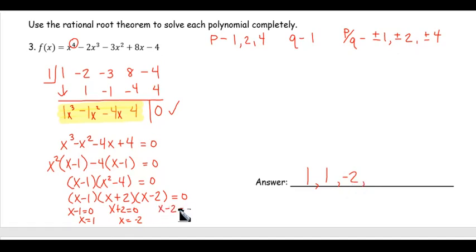x minus 2 equals 0. So my final answer is x equals positive 2. Now remember, my degree said that I would have 4 solutions, and I do indeed have 4 solutions.